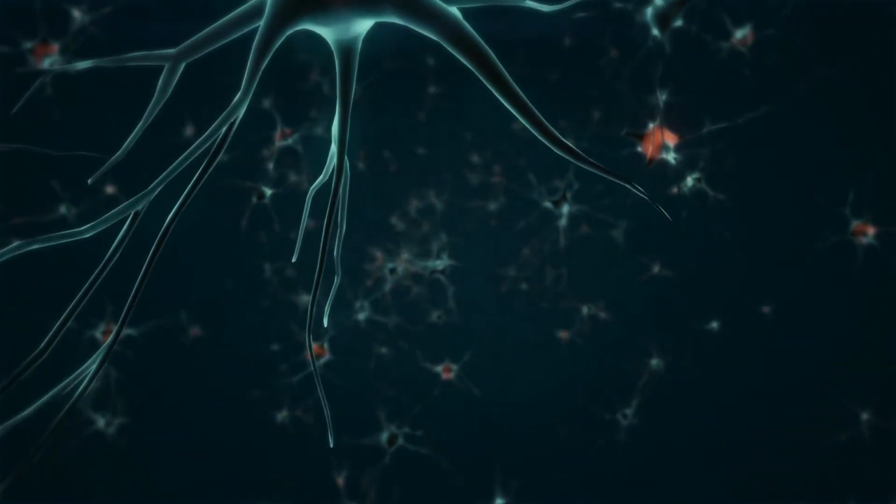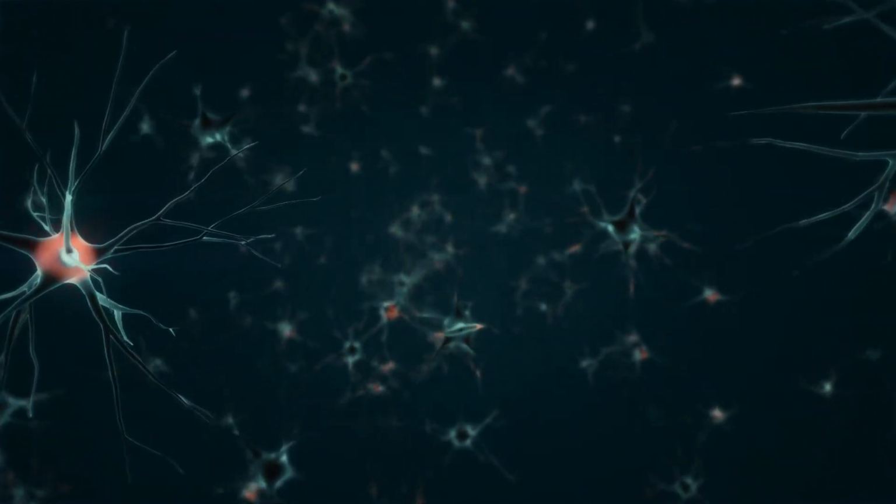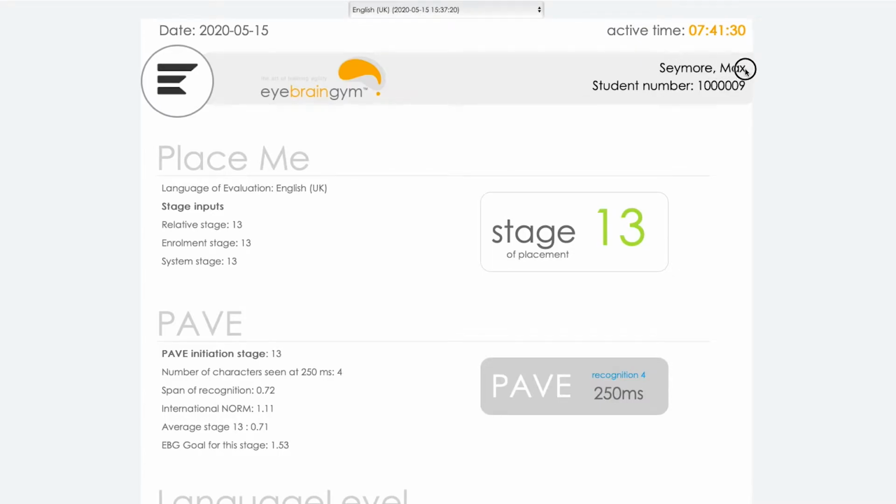When we look at the placement report, you will immediately see your name and the student number, as well as the crest of your institution at the top of the page. And then the first portion of the placement report is regarding the level inputs and the level output. So this gives you an overview of what language you've been doing the placement in.